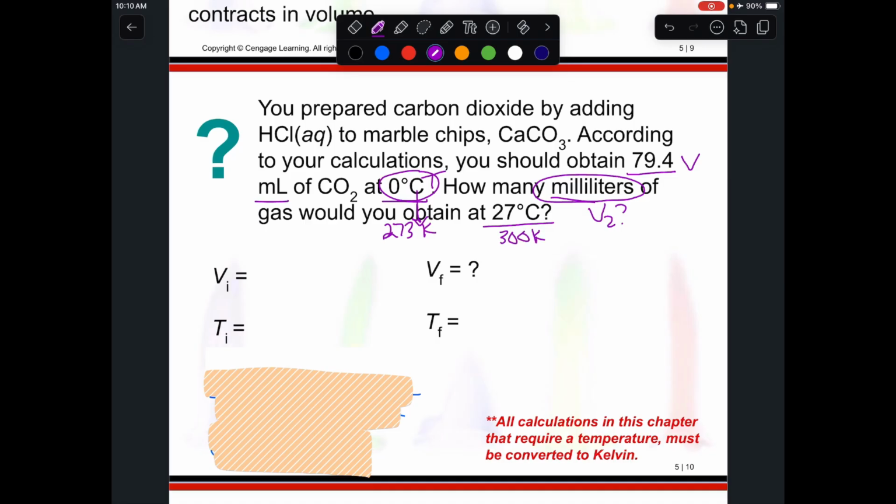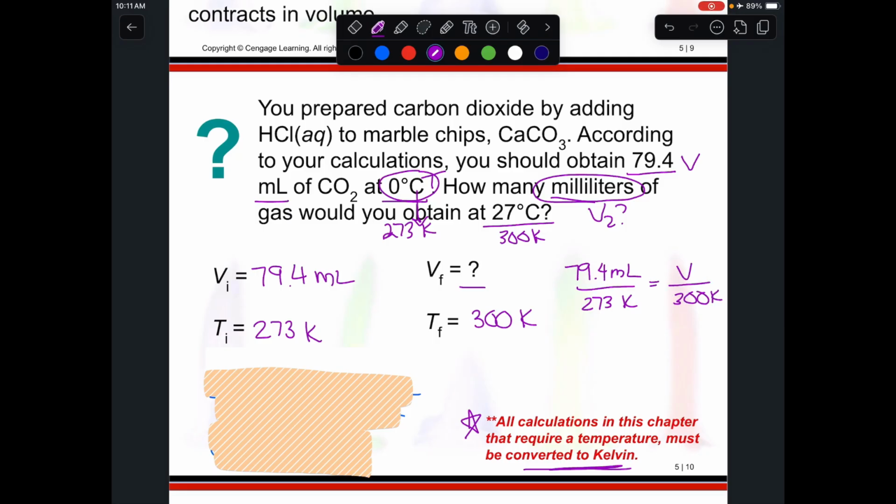All right, I'm going to go ahead and set myself up a chart. So 79.4 milliliters and 273 Kelvin. I'm trying to look for my Vf or my V2, and my temperature final is 300 Kelvin. Now, I know this is a small little tidbit, but Kelvin doesn't have a degree symbol. It's an absolute value, so if you do put it, of course, no big issue, but just so that you learn it correctly. Again, a reminder, it has to be in Kelvin, where the other units do not have to be anything specific except the same. So I'm going to go ahead and set this up to be 79.4 milliliters over 273 equals V2 over 300 K.